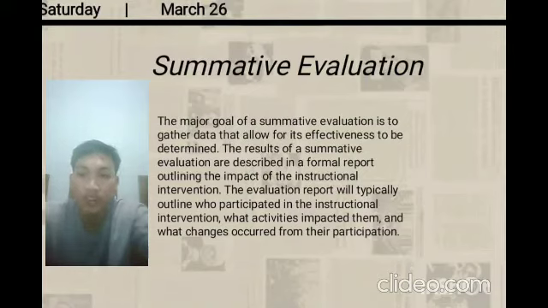One of the most cited approaches to summative evaluation in ID is Kirkpatrick's four levels of evaluation. The four levels of his model are: number 1 is reaction, number 2 learning, number 3 transfer, and number 4 results. According to Kirkpatrick in 1994, evaluation should always begin with level 1 and then progress through the remaining levels as time and the budget allow.